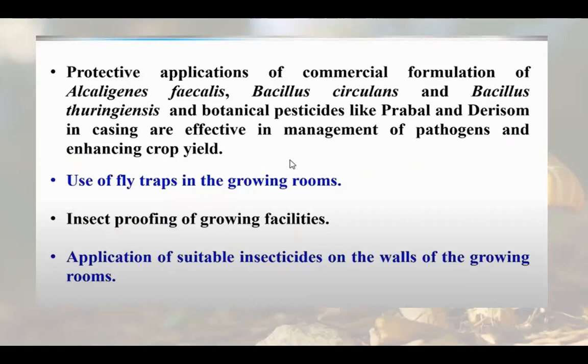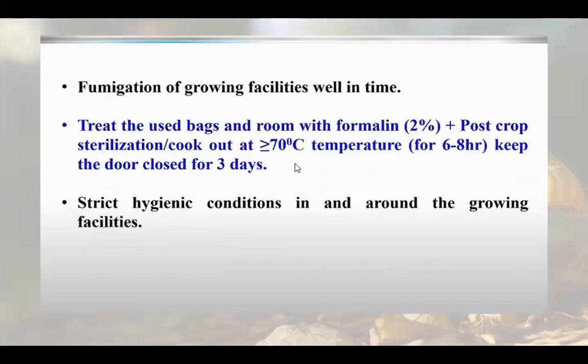Meaning these organisms, if you add them to the crop, can eat away the other harmful pathogens. Avoid the flies: you have to use traps and insect proofing of growing facilities. There should not be any insects, and suitable insecticides can be applied. Even chemicals you can use on the walls of the growing rooms. So fumigation also can be done.